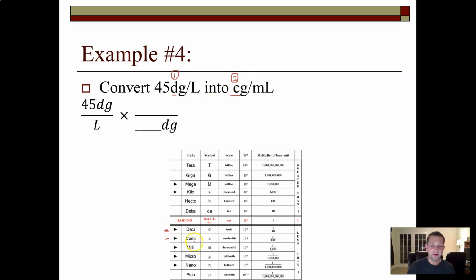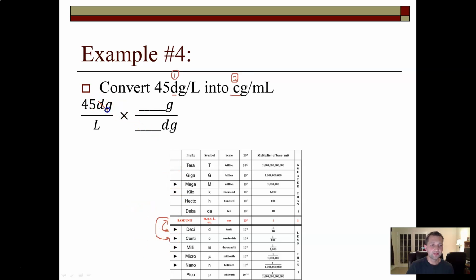I don't want to figure out how many centigrams are in a decigram, even though it's not that hard. I'm just not going to deal with it. So I'm going to go from decigrams into grams, because that's easy. And then grams into centigrams, because that's easy. It might take the same amount of time as just doing it in 1 step, but I know the way I'm going to do it. I'm not going to make a dumb mistake. So I want to convert decigrams into grams first.